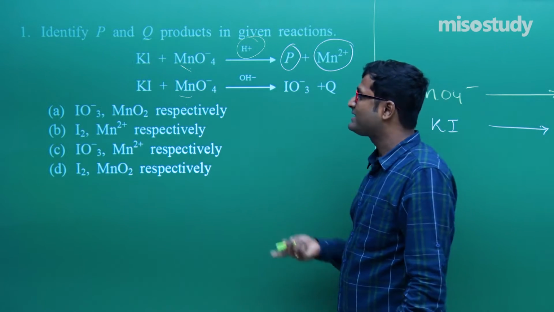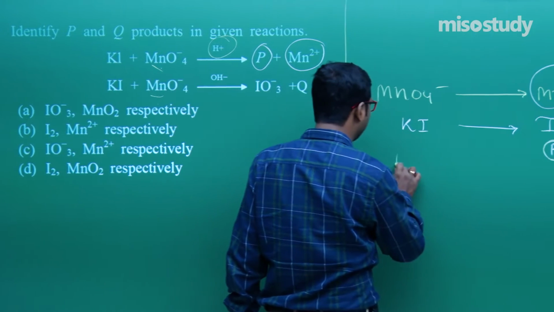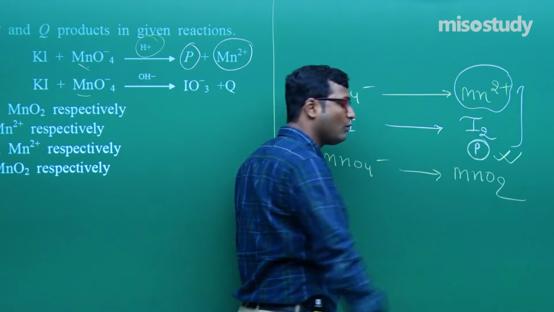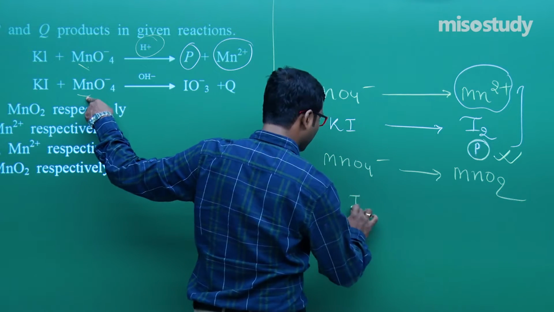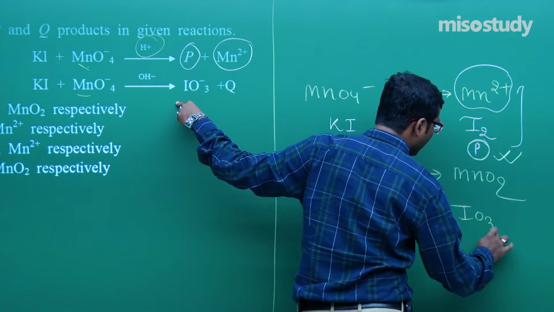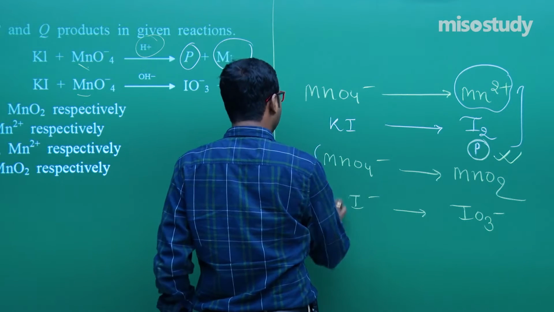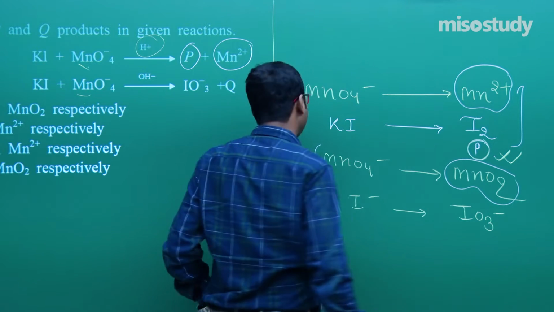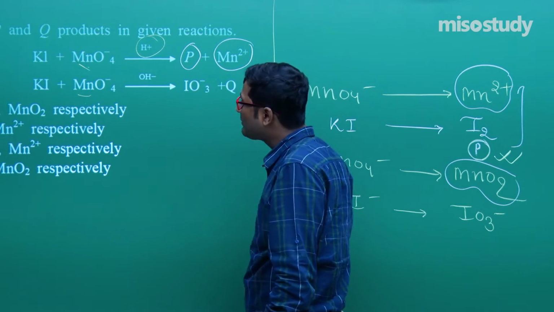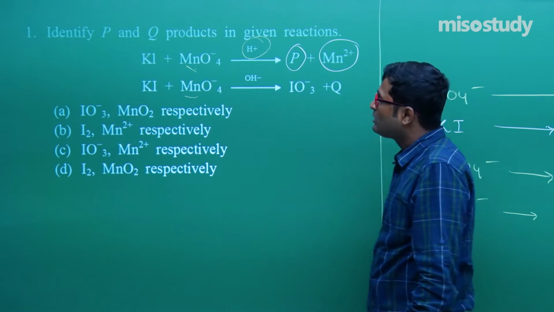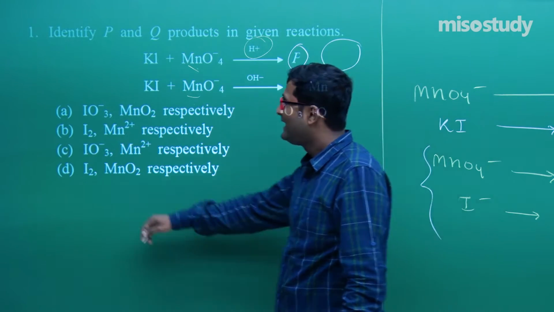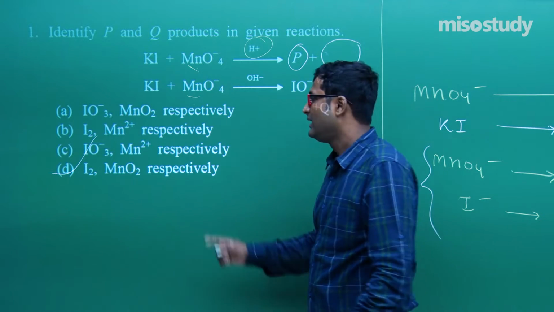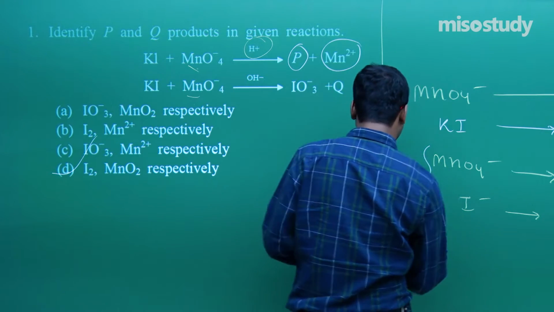Now the next one, that is the basic medium. As we know, in basic medium what will happen, friend? MnO4 minus will be converted to MnO2, and I minus will be converted to IO3 minus. Clear? So Q is MnO2 and P is I2. So in this case, tell me what is the option? I2 and MnO2. For this question, it's very easy, friend. D is the correct option, I2 and MnO2 respectively. Now I'm going to wrap up this part and we'll discuss the next one.